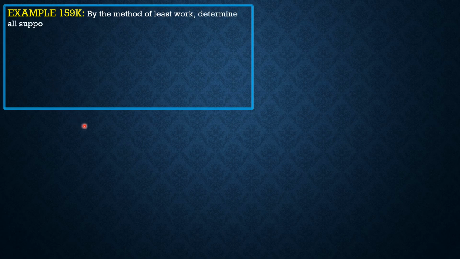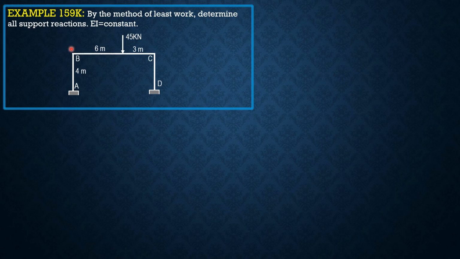By the method of least work, determine all support reactions. EI is constant. So in our experience before, we'll just consider bending effects, because the other effects such as axial and shear, based on the results in the preceding example, were negligible. So let's just consider bending effects. This frame is indeterminate to the third degree. There are three redundant forces to be considered at A, another three at D. So that's why this is indeterminate to the third degree.